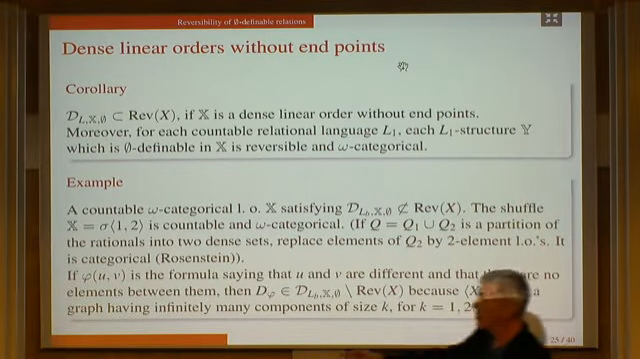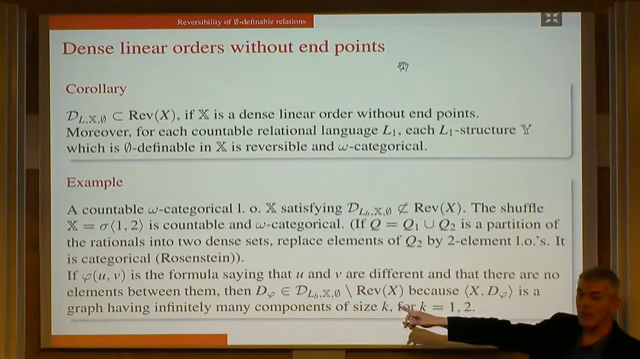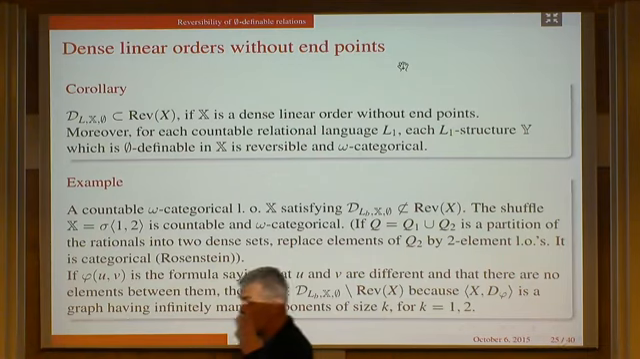Why is it not reversible? Well, the formula which witnesses that says that u and v are different and there are no elements between them. These are elements from Q2. And which relation do we obtain? We obtain a graph having infinitely many points of size 1 and infinitely many points of size 2. Of course, it is impossible to draw it because these sets are dense. And now this binary relation, this graph relation, is not reversible. Why? Because I can delete this edge and it remains isomorphic to the original. I have infinitely many singletons, infinitely many doubletons, and that's it.